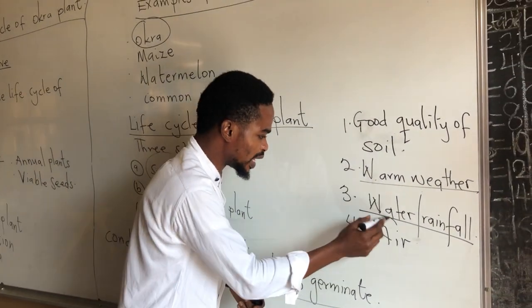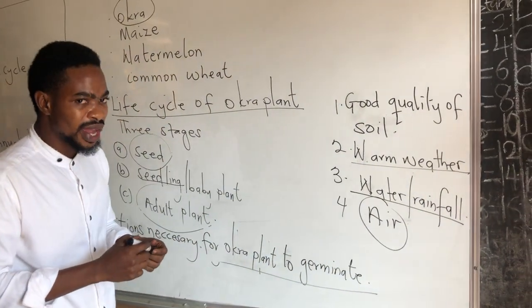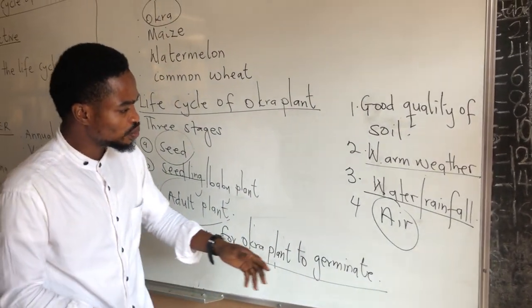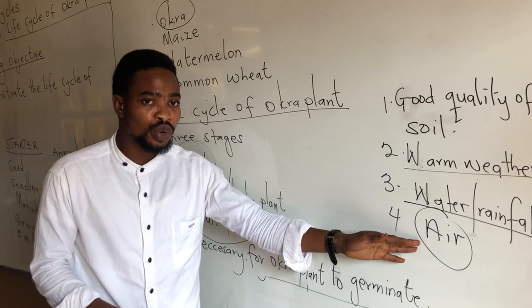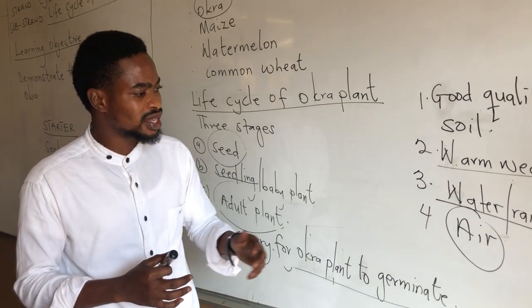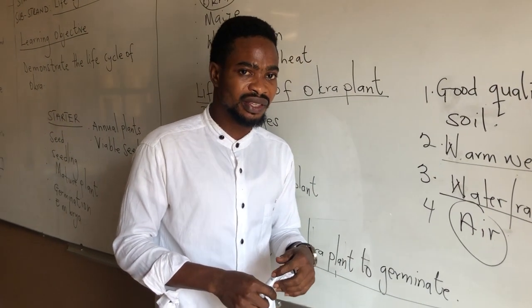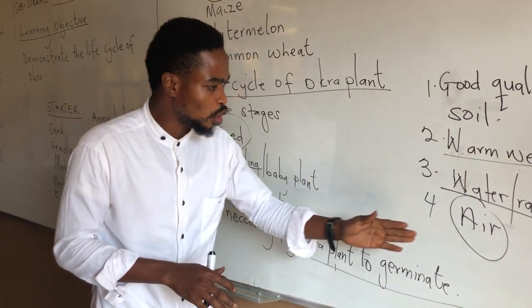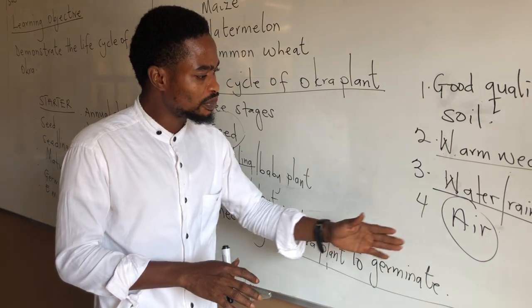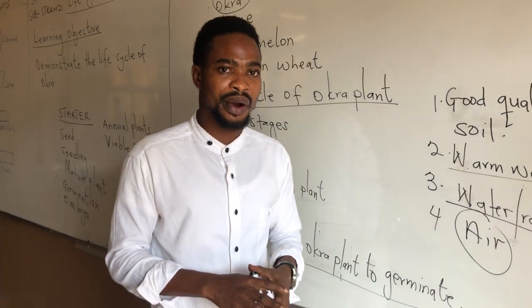The last one is air. Every living thing needs air to be able to breathe or to carry on life activities. So plants, which are also living things, as we learned when we were teaching that particular topic, also need air for them to be able to carry on their life activities.